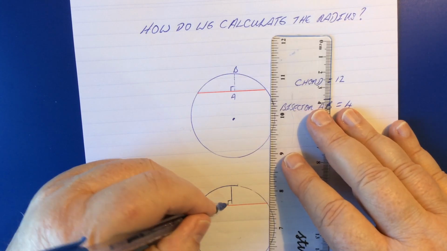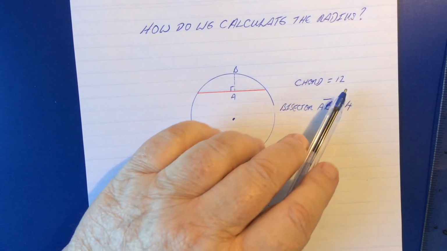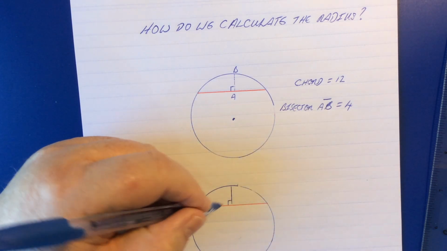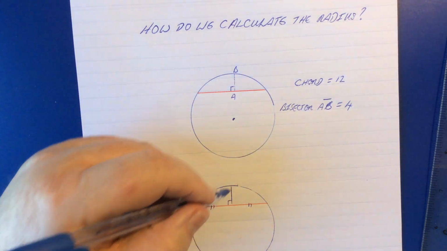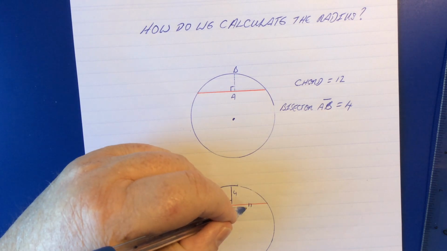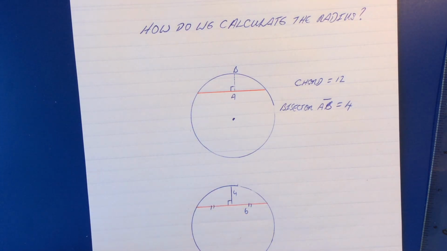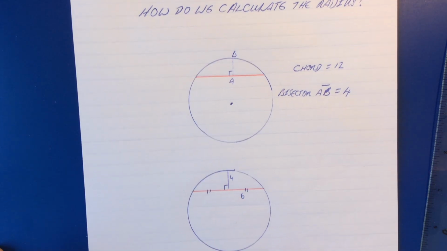Okay, so first things first, this is a bisector. This is 12, so that and that are the same length. That is 4, therefore that is 6. Now hopefully that makes sense.